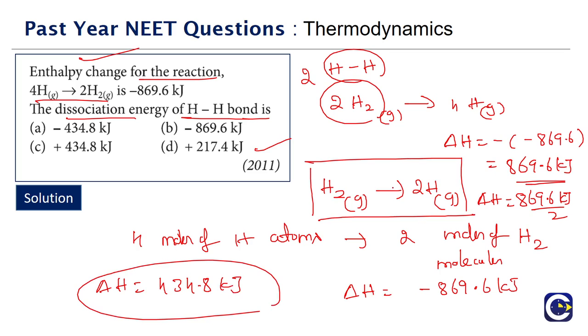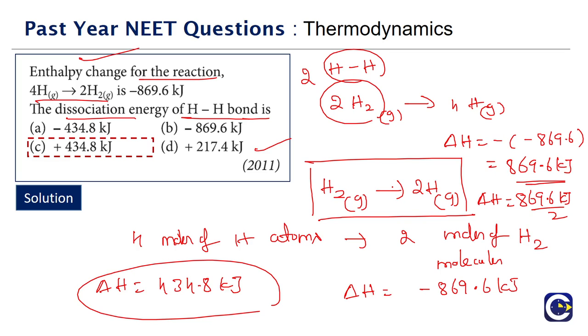So what is this representing? One mole of hydrogen bonds getting broken. What do we call it? Bond dissociation energy, the energy required to break 1 mole of bonds. So what is the answer? Bond dissociation energy will always be positive, so plus 434.8 kilojoules.